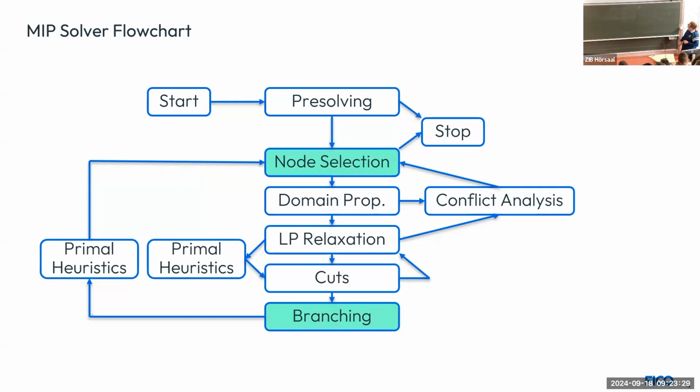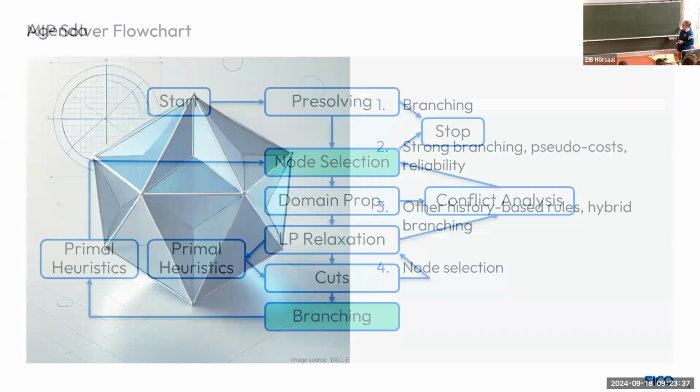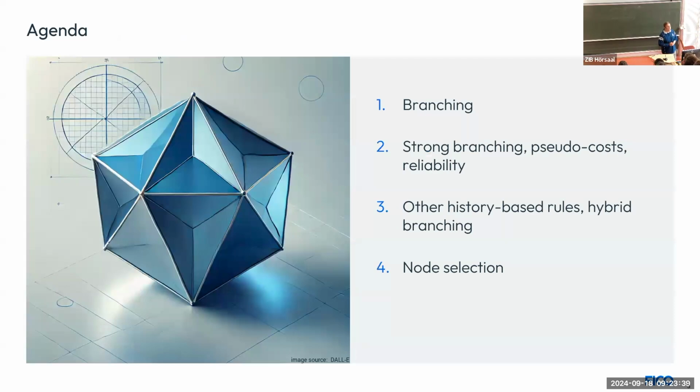In the first lecture, we will be looking into the branch and bound algorithm, the core of the MIP solver, if you wish, and talk about different aspects of the branch and bound algorithm. We're going to give a very quick introduction, then we look at 2 different branching rules, and in the end, we will briefly cover node selection.